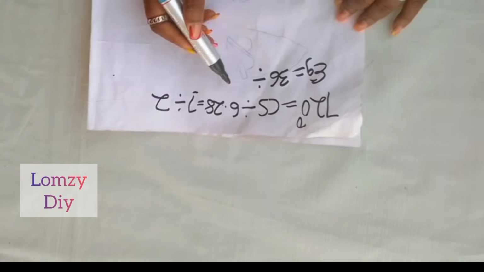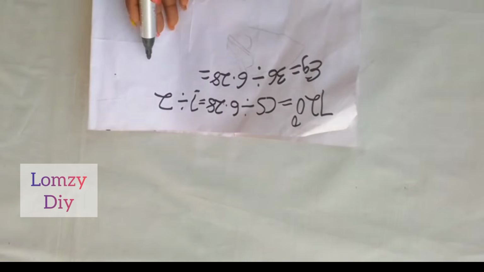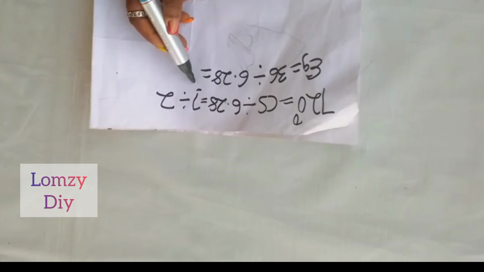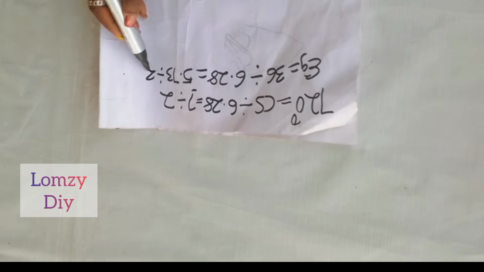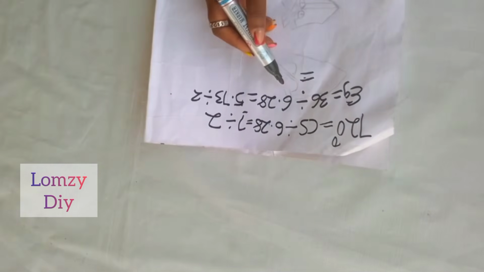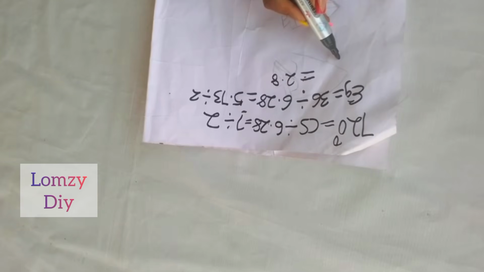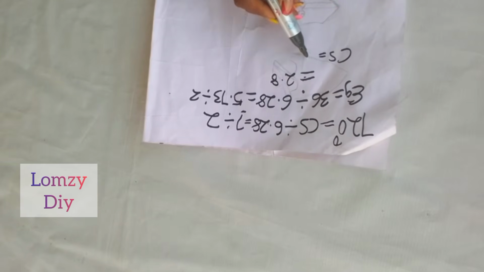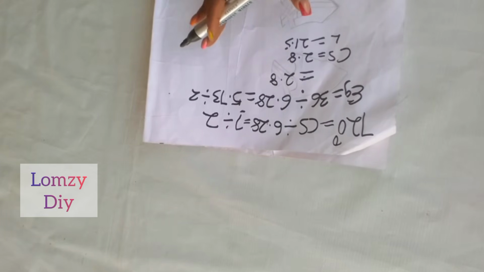For example, 36 divided by 6.28. You will get 5.73. You're going to divide 5.73 by 2. You will get 2.8. So you're going to use 2.8 for the radius of the skirt. So the radius will be 2.8 and the length remains 21.5. So I'll go ahead and cut this out.